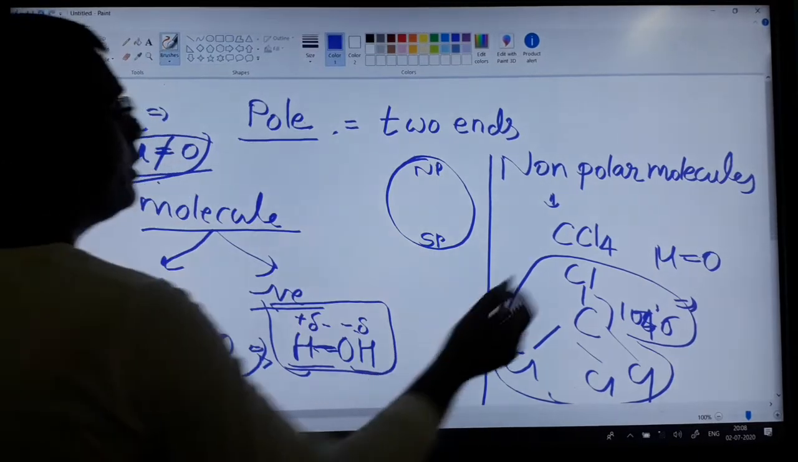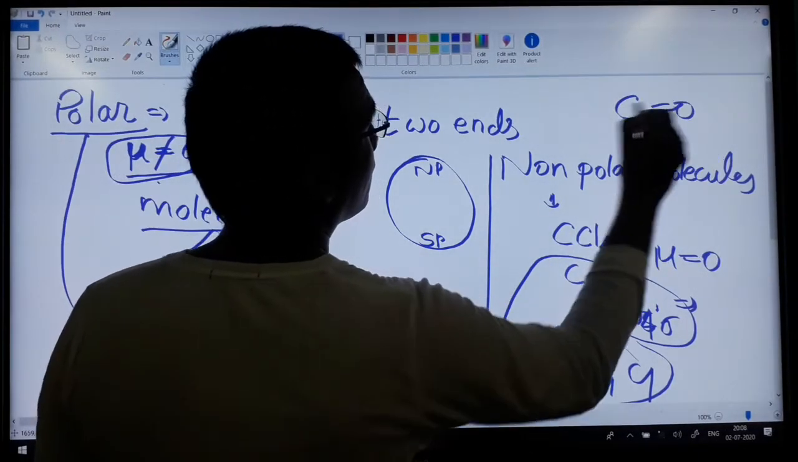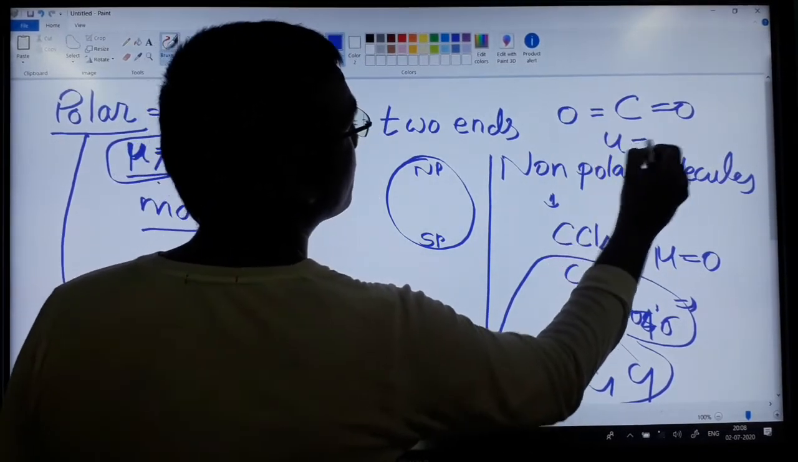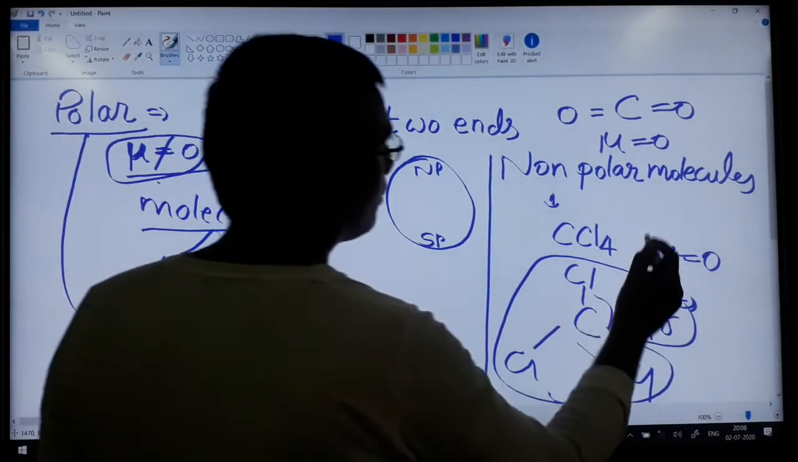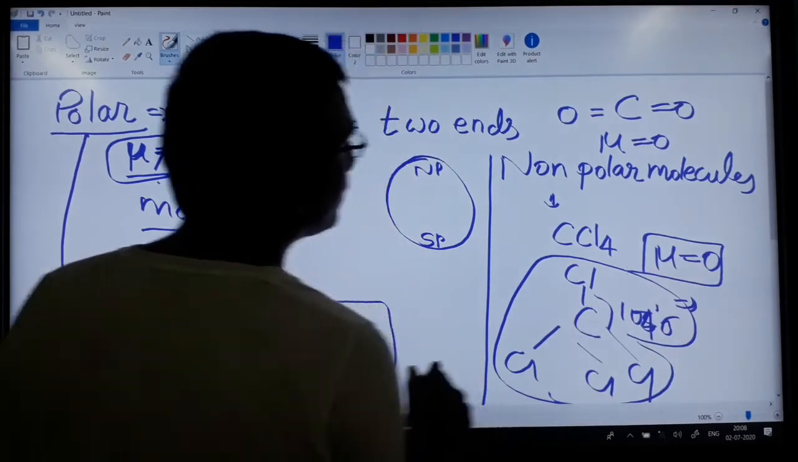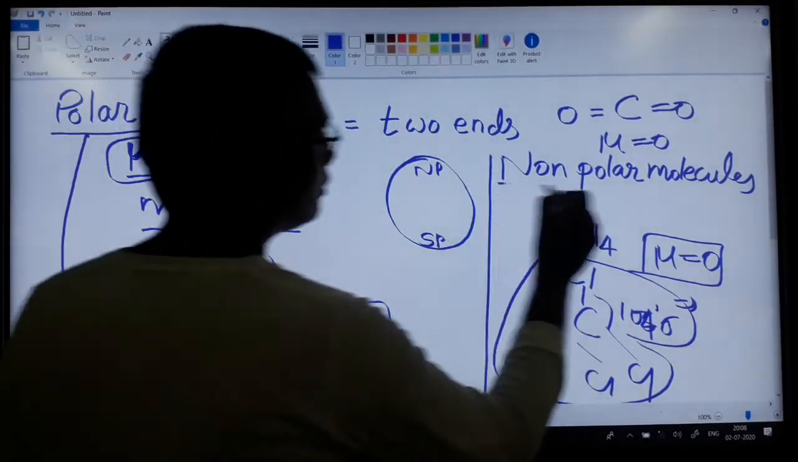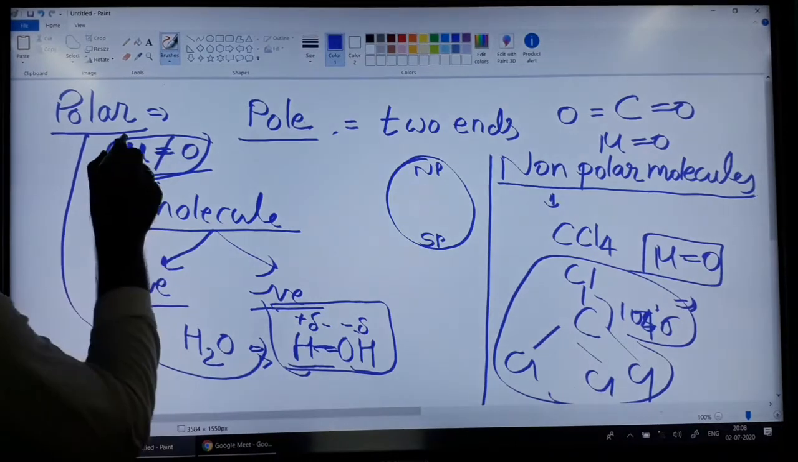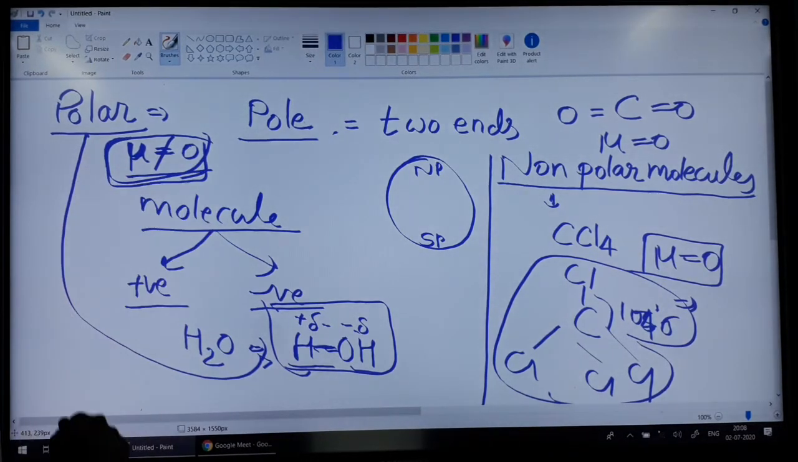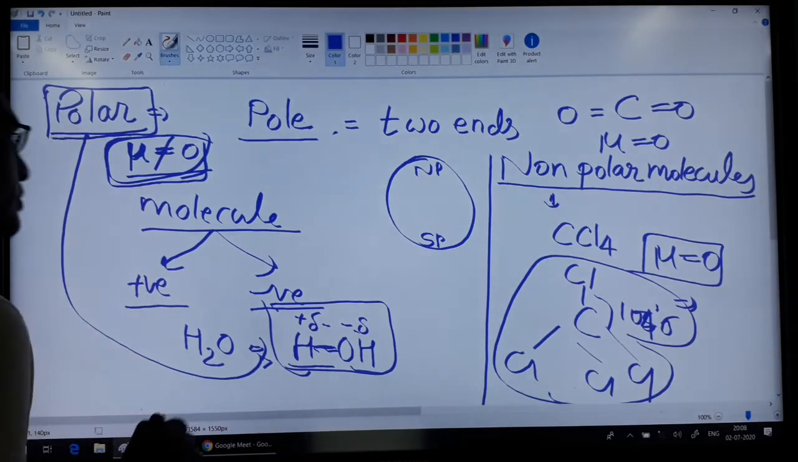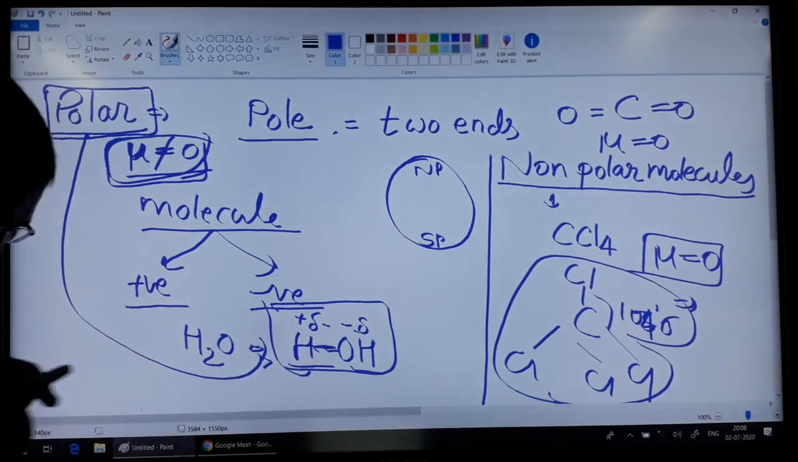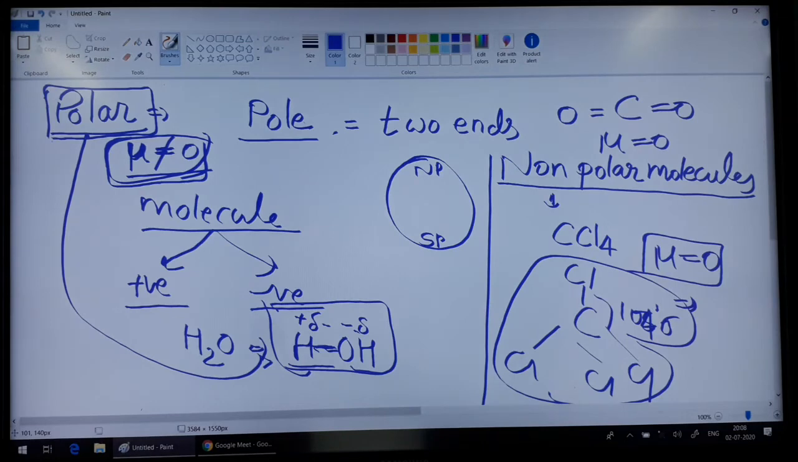In the same way, carbon dioxide, mu is equal to 0. So those molecules which have dipole moment equal to 0, they are called non-polar molecules. Those molecules which have dipole moment non-zero, they are called polar molecules. So in this way you can identify which is polar molecule and which is non-polar molecule.